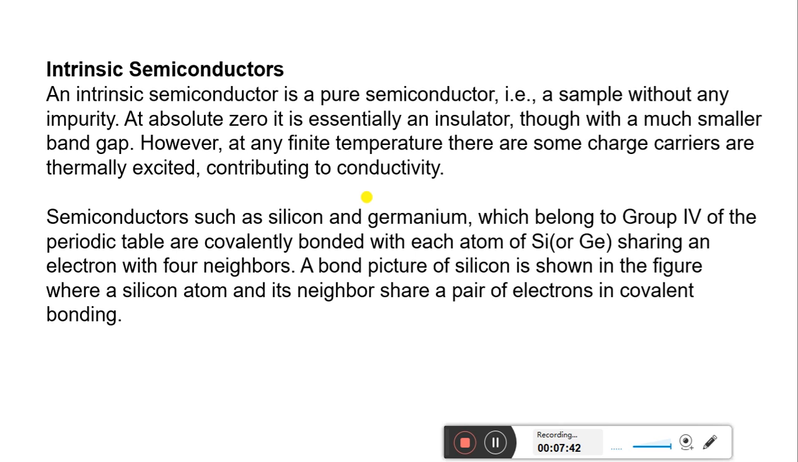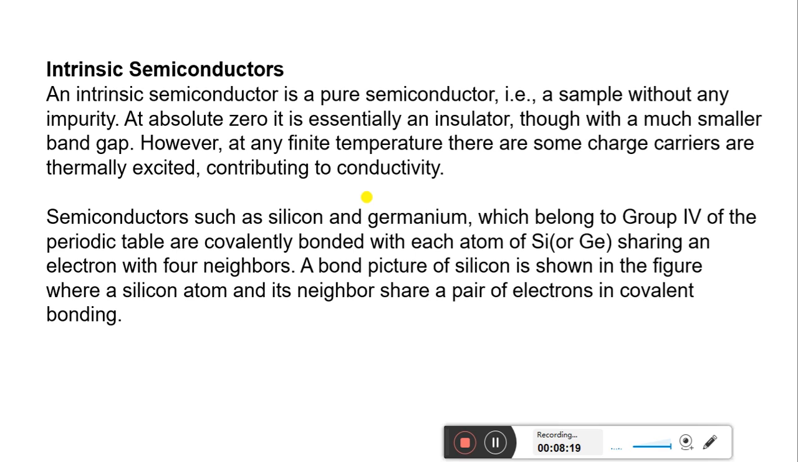So how can we define it? An intrinsic semiconductor is a pure semiconductor, that is, a sample without any impurity. It does not have any impurity, that's why it is a pure semiconductor. At absolute zero, it is essentially an insulator, though with a much smaller band gap. However, at any finite temperature, some charge carriers are thermally excited and contribute to conductivity.